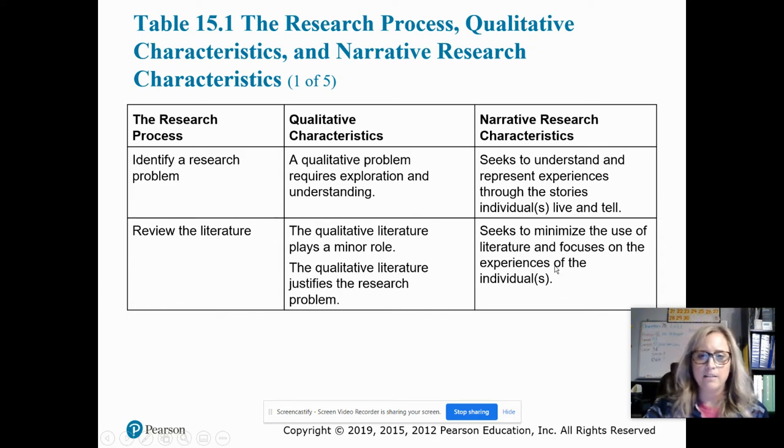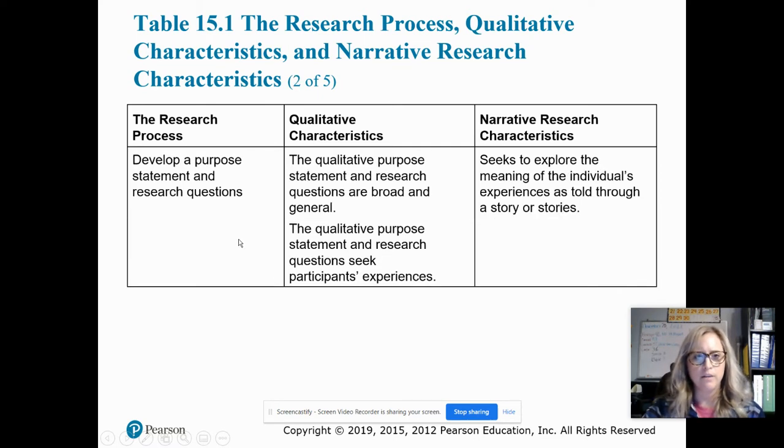Now, it's still important. You're still going to need to know, like, how has this been studied before? Is there a reason for this study? And that's what you would do through and discover through your literature review.